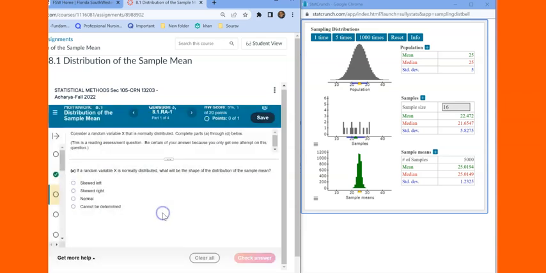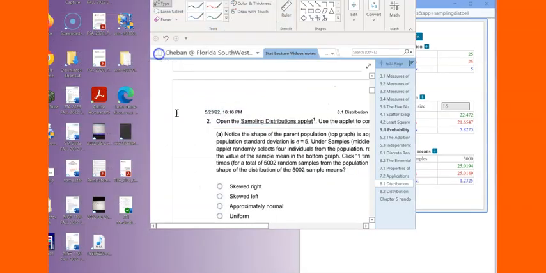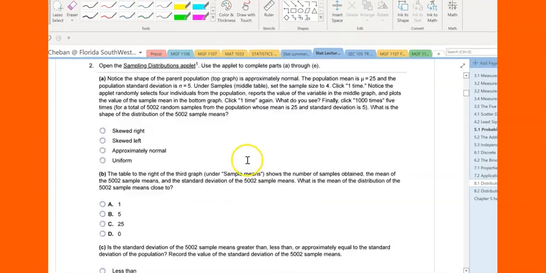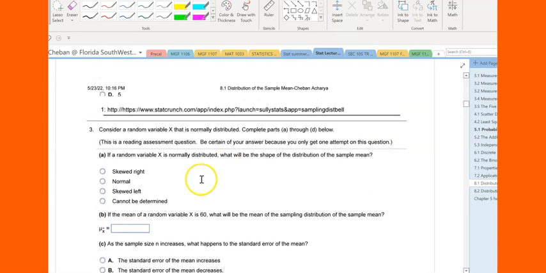That's all about question number 2. Let's do question number 3. Consider a random variable that is normally distributed. Complete part A through D below. If the random variable X is normally distributed, what will be the shape of the distribution of the sample mean? If the random variable is normally distributed, the shape of the sampling distribution of the sample mean is always going to be normal. The answer is normal.